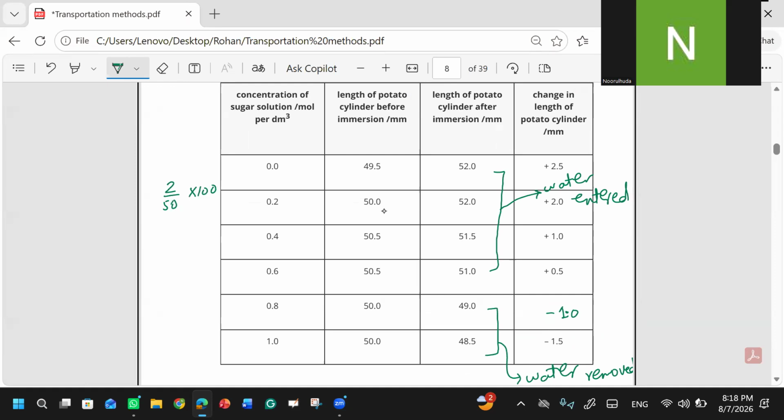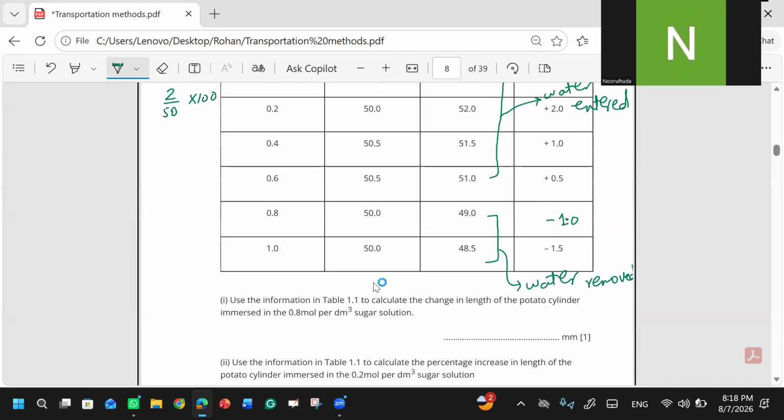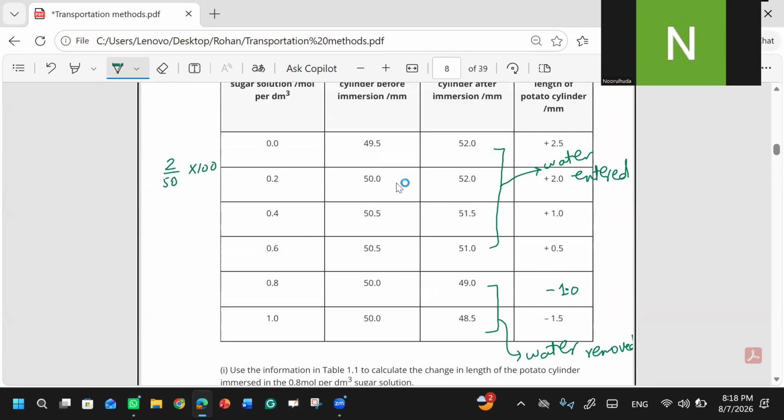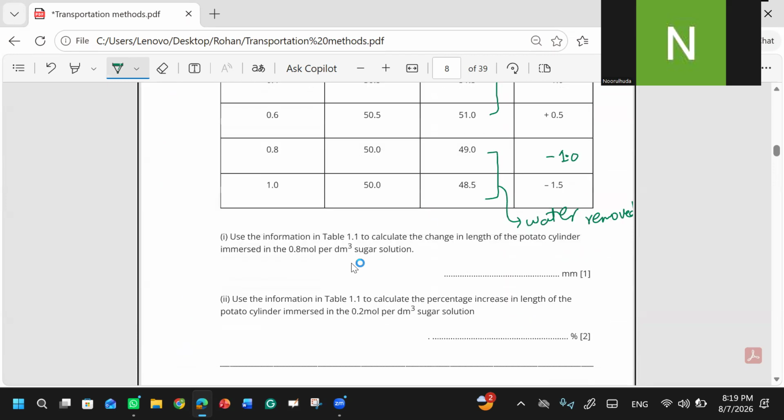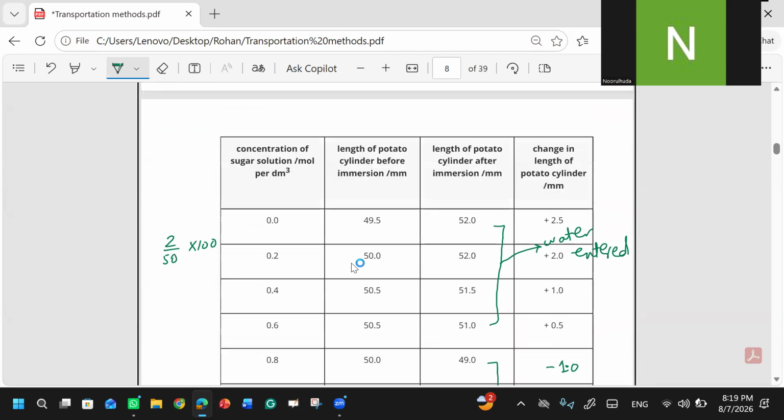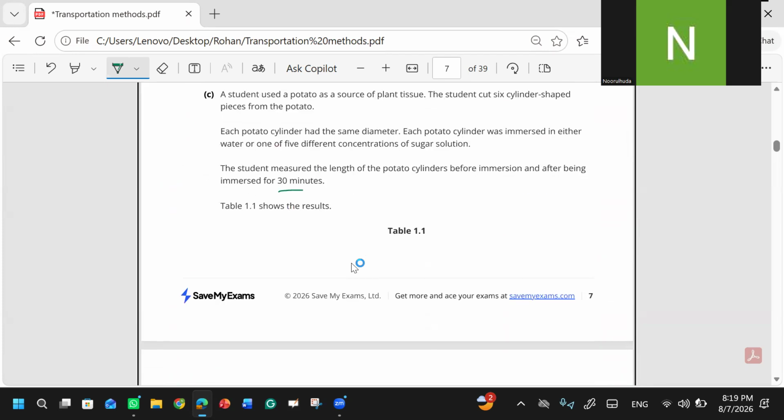Yes, 4%. In every sugar solution, we will do the same. If they ask you what is the percentage, you need to check the difference and what is the initial value, the initial length. Divide that difference by the initial value, multiply by 100. Clear? This was very easy. I was expecting that you must have attempted this.